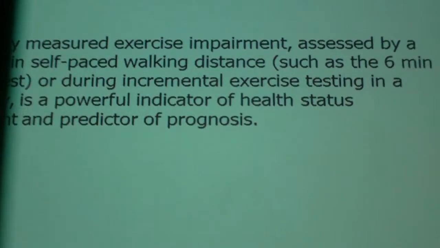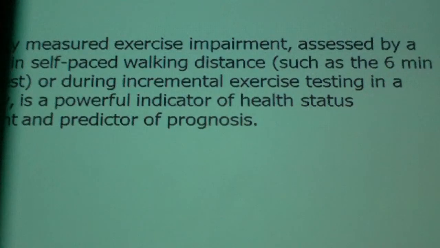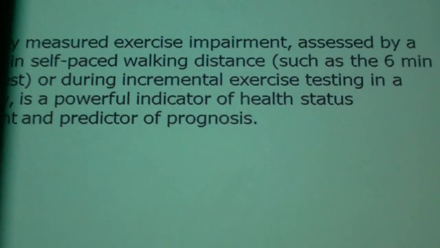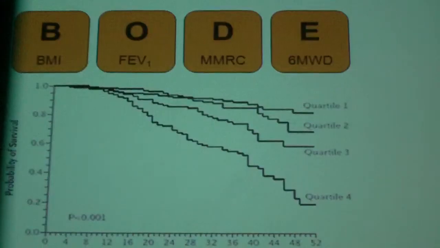But those two tests are very good to assess the exercise capacity of a patient, and are also prognostic tests. And this index is very popular in COPD. It's called the BODE index, and it includes the BMI that I just mentioned. That a low BMI, lower than 21, is prognostically important, is included in that index.